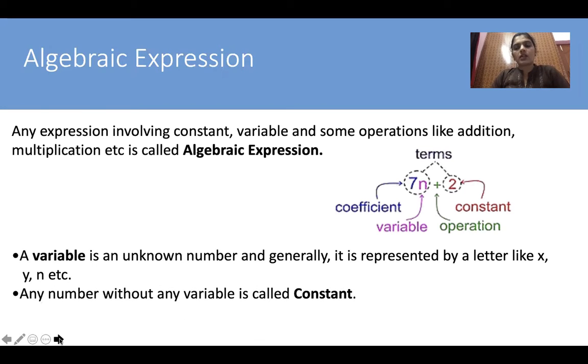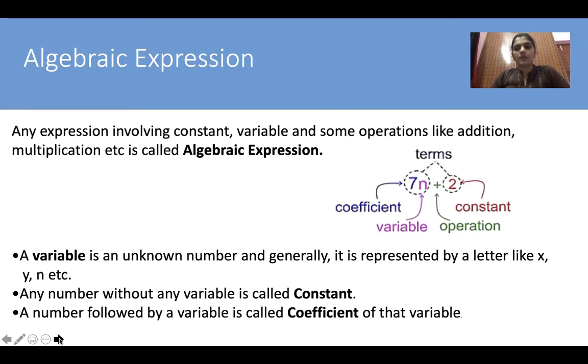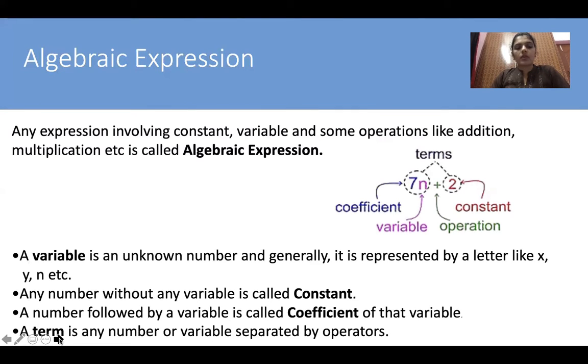A constant is a number without a variable, and a number followed by a variable is called a coefficient. Any number and variable separated by some operator is called a term.